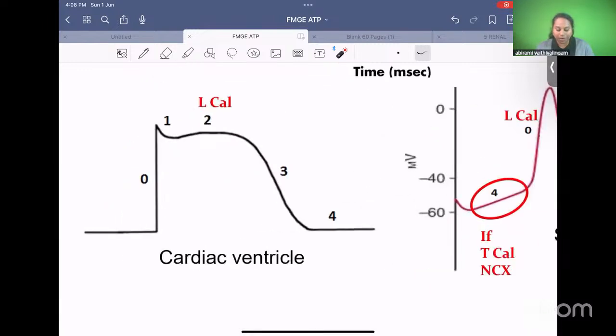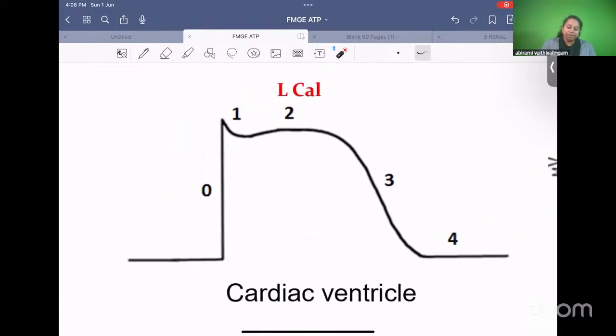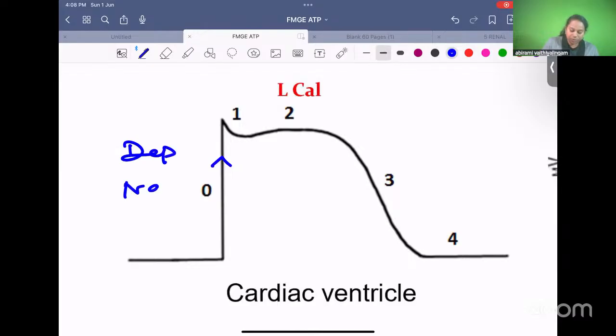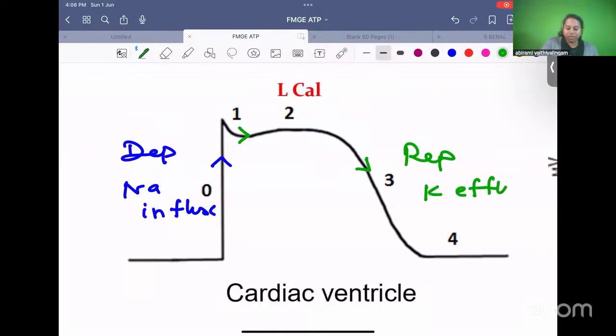First, we will do cardiac ventricle action potential. This is same as the nerve. Only difference is that during depolarization, it is same sodium influx. This is called phase 0. And repolarization starts in phase 1 itself and it is complete in phase 3. This is repolarization due to potassium efflux. That is also same as the nerve.